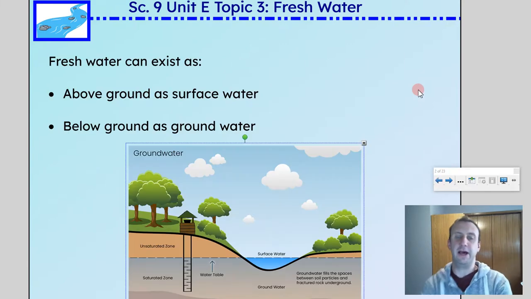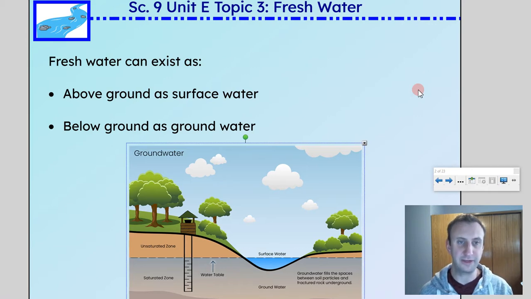First of all, freshwater can exist in two different places or forms: either as surface water, which means it's above the surface of Earth, and also as groundwater, so it's under the ground. Pretty self-explanatory, but it's important that we understand that distinction, and we're going to really focus on it in this lesson. So we're going to start by talking about different types of surface water and how that looks.